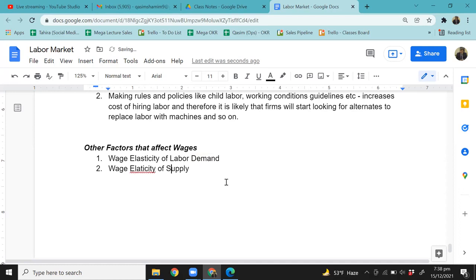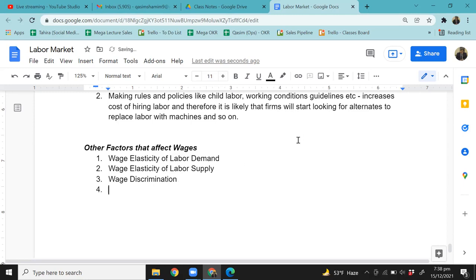Labor supply, wage elasticity of supply. Then you have wage discrimination. Wage discrimination, again, this is something that is getting a lot of importance nowadays, and a lot of cases are being highlighted of wage discrimination. So we'll come to that part as well, right?